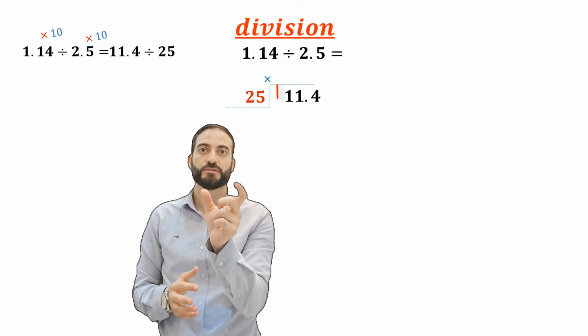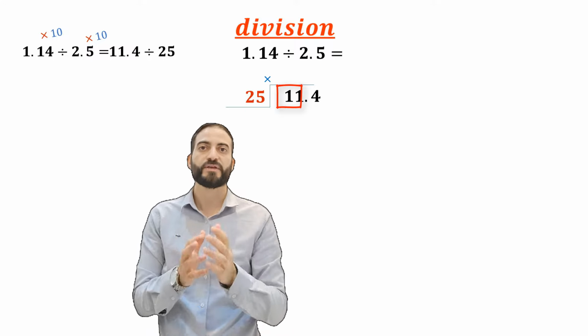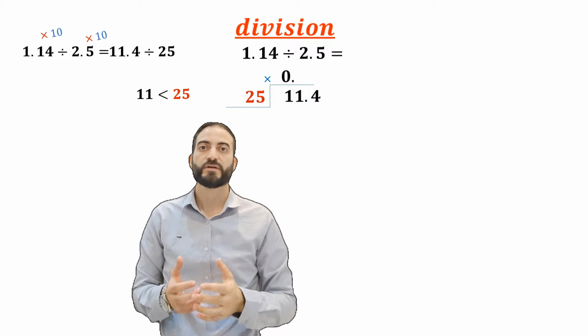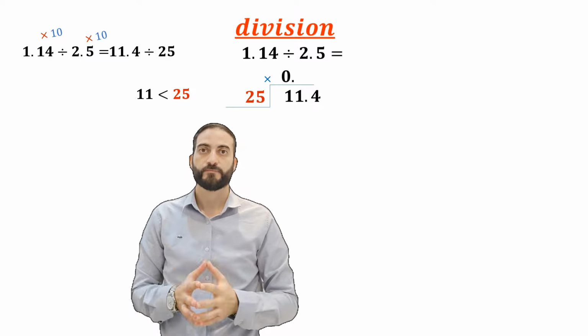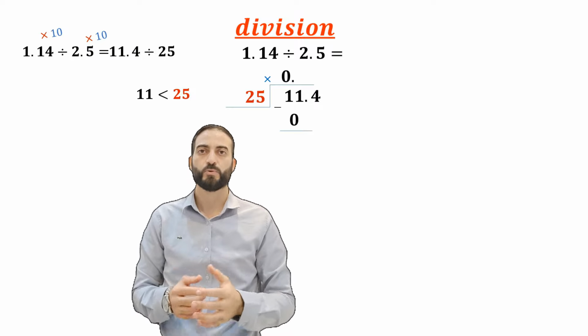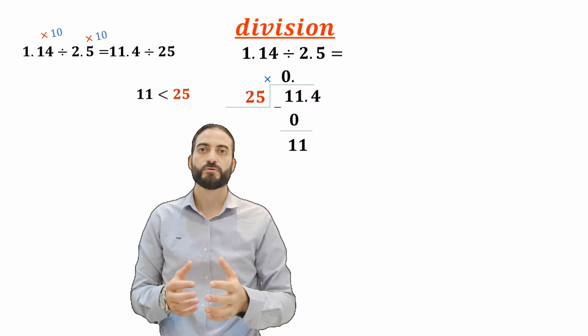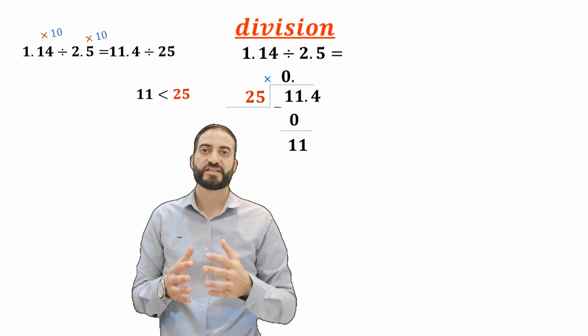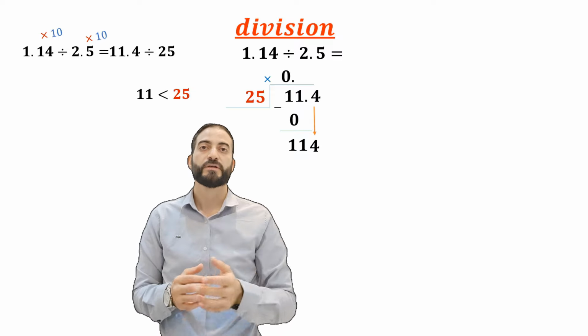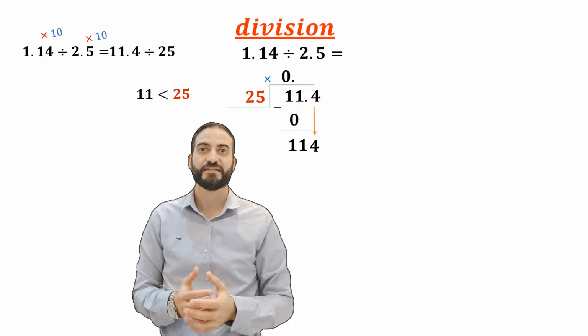Because the number before the point on the left is smaller than the divisor, we must put 0 here in the quotient, 0 point. Now we multiply 0 by 25, so we get 0. We do a subtraction, so we get 11. Because 11 is smaller than 25, we put this 4 here, so we have 114.